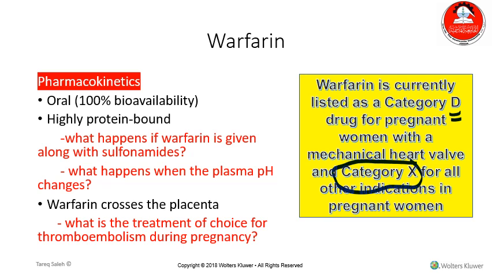Okay, warfarin in plasma is highly protein bound. Almost 95 to 99% of warfarin is bound to plasma proteins, mainly albumin. This makes warfarin susceptible to drug-drug interaction if it was given with another drug that is also bound to plasma proteins, such as sulfonamides, the antibiotic sulfonamides. So, let's see what happens if warfarin was given at the same time with a sulfa drug.